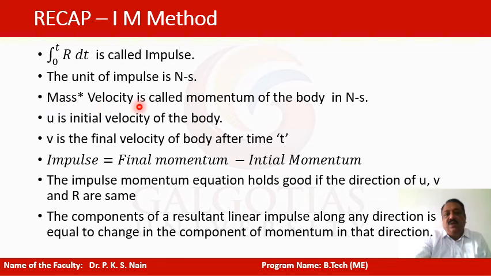Mass into velocity is called momentum of a body. It also has the unit Newton into second. If u is the initial velocity of the body and small v is the final velocity of the body after time t, the impulse momentum method says that impulse is equal to final momentum minus initial momentum, that is integration 0 to t of R dt equals m into v minus m into u.